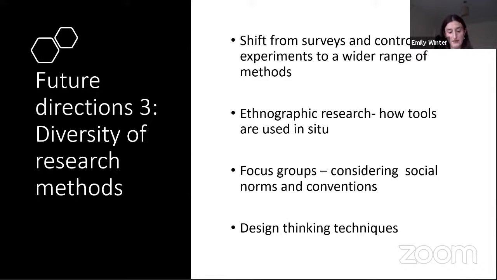And finally, the third direction I would like to suggest is a greater diversity of research methods. So within automatic program repair, most human studies have used either controlled experiments or surveys. These are very important and useful methods, but like all methods, they have their limitations and should be complemented by a wider range of methods. Specifically here, I'm going to talk about some qualitative methods that I think could be useful.